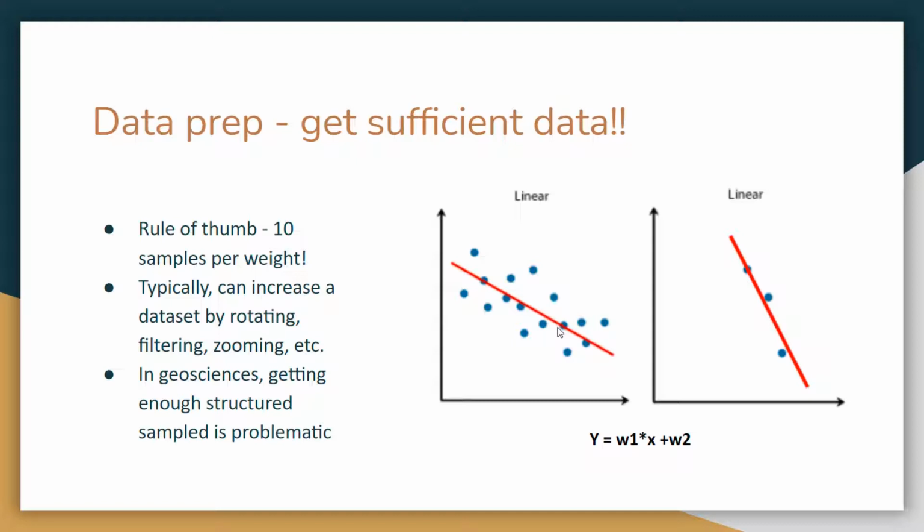Typically, if you're doing other types of work, like just image recognition, you can increase the data set by rotating, filtering, zooming. You can play around. So you can take one sample and turn it into 10 by doing some good pre-processing. But in geosciences, that can be kind of difficult. If you have, for example, well log data, you can increase it by subsampling, maybe taking sections of the well log. So there are also ways to augment your data set. But yeah, this is the most important part, get enough data.